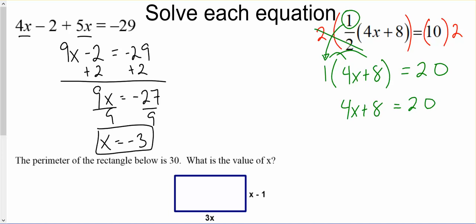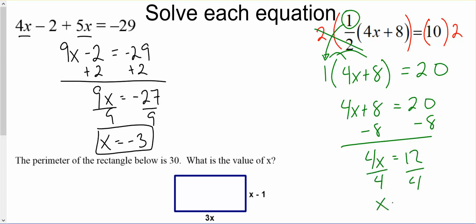And now we can say what's happening to our variable. It's being multiplied by 4 and being added with 8. So we're going to subtract 8. And we get 4x equals 12. Divide by 4. And x equals 3.